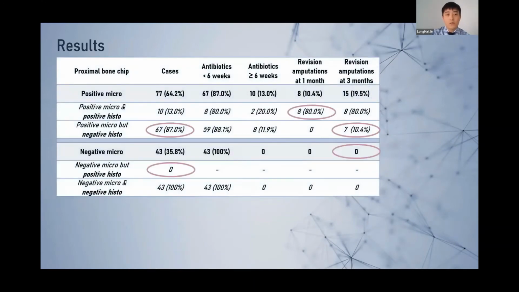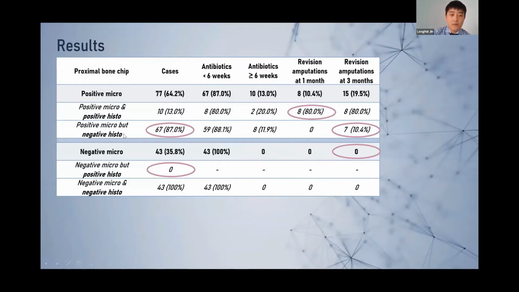In terms of the proximal bone chip results, 77 out of the 120 patients had positive microbiology. It was interesting to see that the majority of these patients actually had discordant negative histopathology. For those with positive microbiology and positive histopathology, 8 out of the 10 patients required revision amputations at a very early stage.